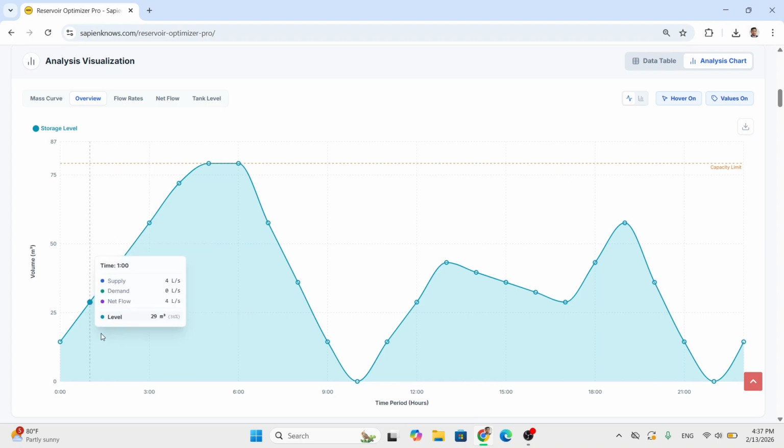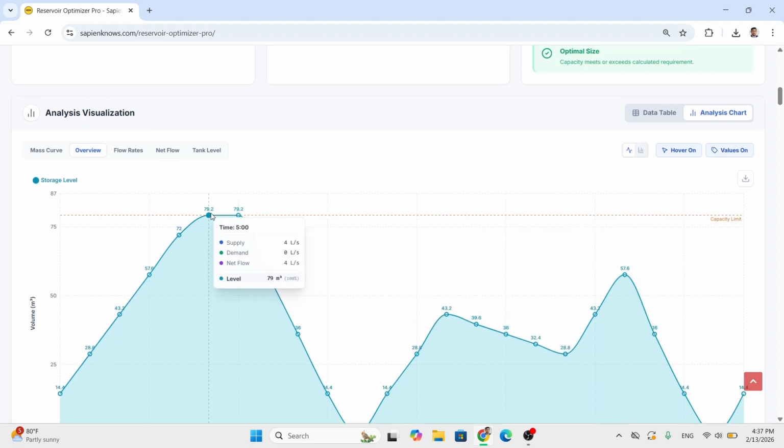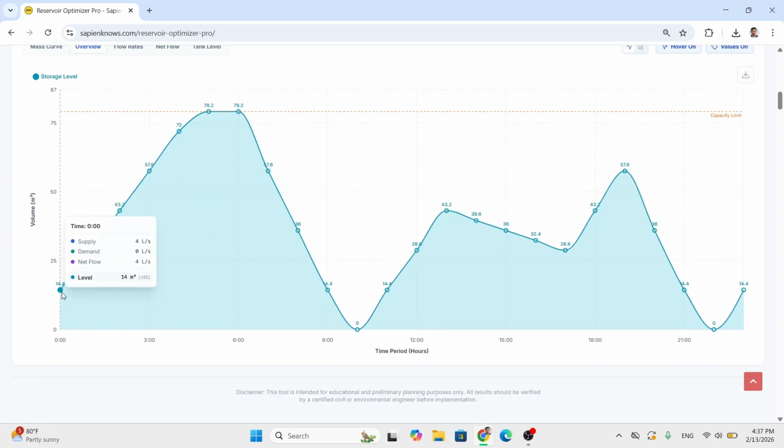let's turn on the values. For 79.2 meter cube of tank, at first hour there will be inflow 14.4 as there is no demand, and the tank will keep on increasing, or there is surplus in the tank, and when the demand occurs, the level of the tank will decrease, and at 10 a.m. the level of the tank is 0, and again it keeps on rising.